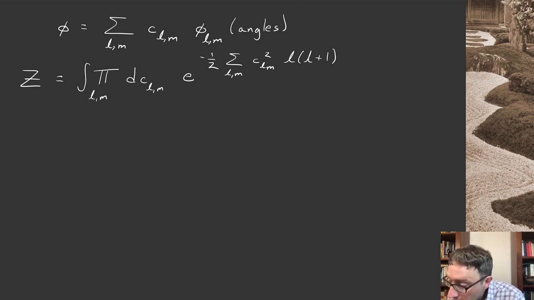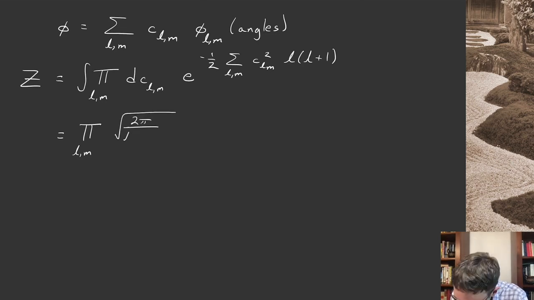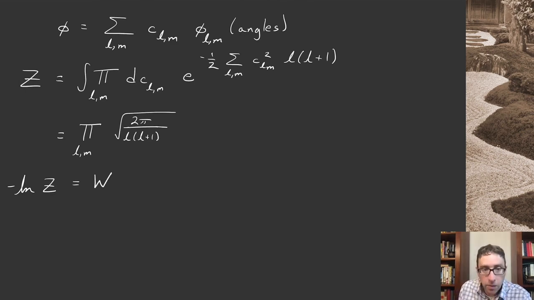And so this is what's left. And now we'll do the Gaussian integral, and we'll write this as a product over our L and M modes, 2 pi over L times L plus 1. So often what people write is not the partition function itself, but its log or minus its log. We'll give that quantity a letter W, an effective action.